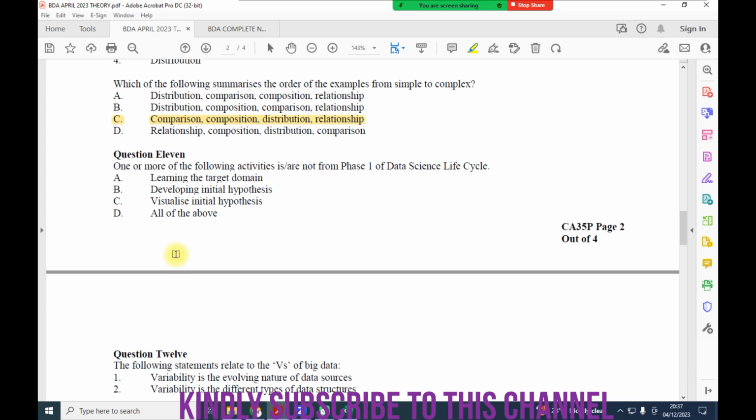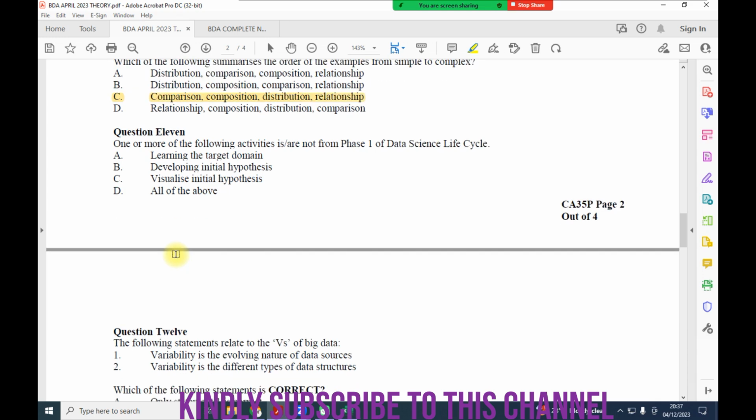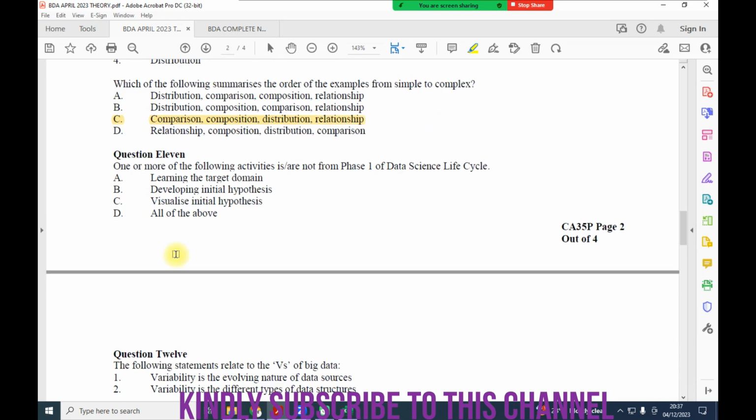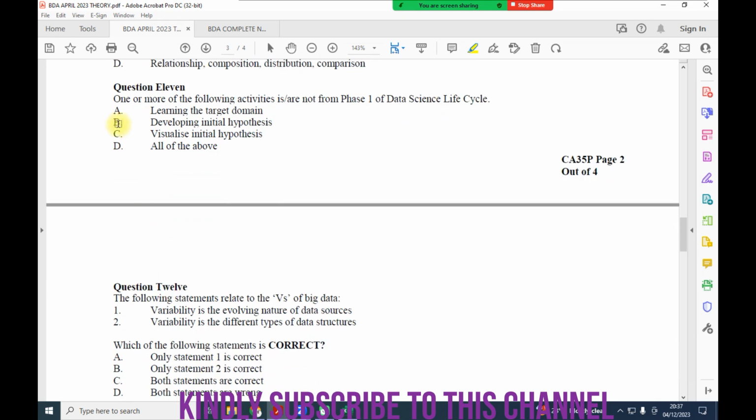Then number 11, question number 11, that was question number 10. Number 11, one or more of the following activities is or are not from phase 1 of the data science life cycle.